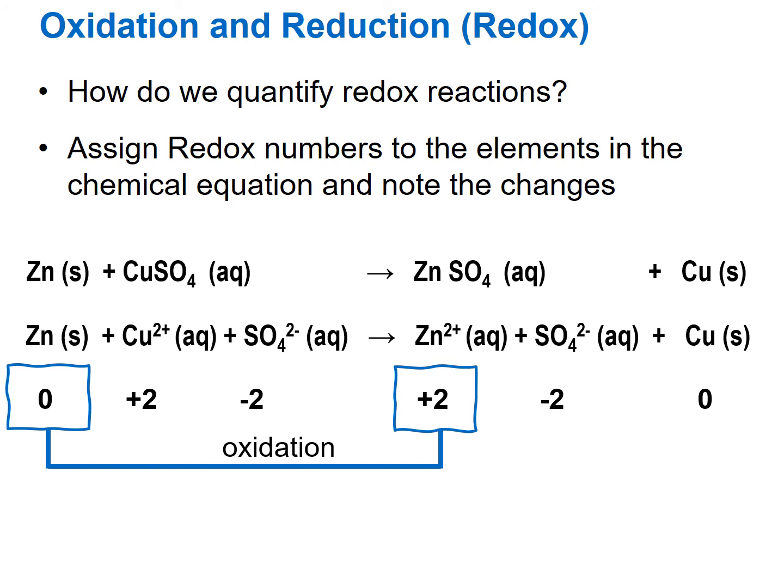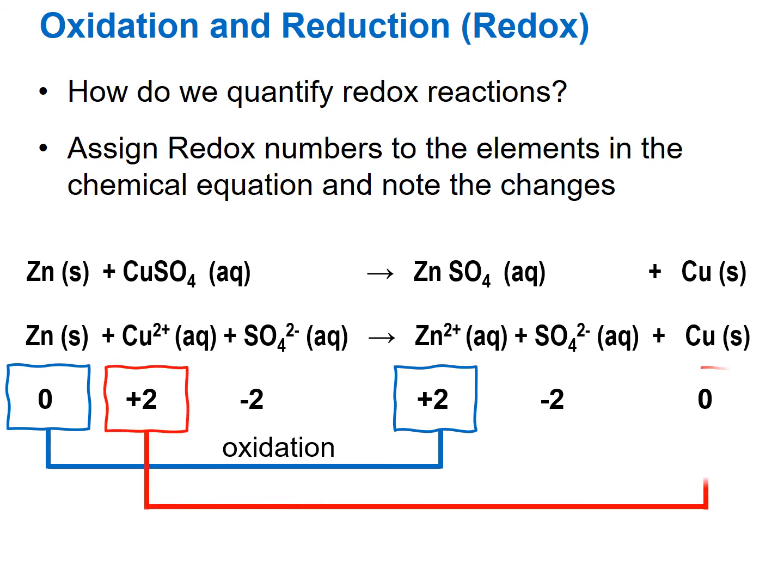All right, let's take a look at copper. What happened to copper? Well, copper went from a +2 to 0. So in this case, copper found a couple of electrons and returned to its ground state where it doesn't have any charge. And because it had a reduction in its oxidation number, we would say it underwent a reduction. Because we had an increase in the oxidation number for zinc, it underwent oxidation. And because we had a decrease in oxidation number for copper, it underwent what's called a reduction.